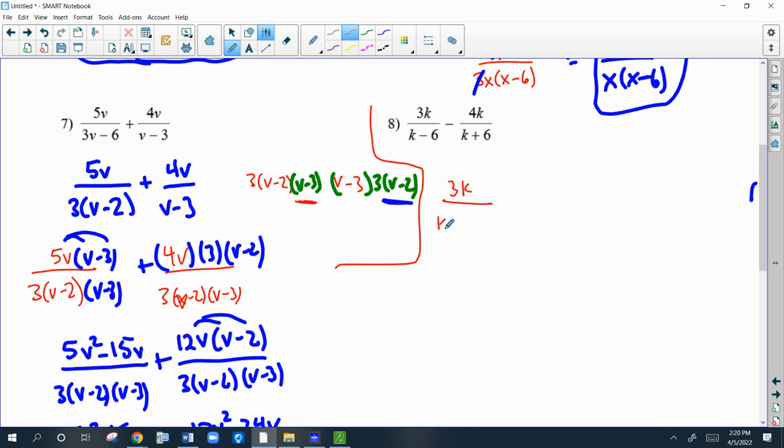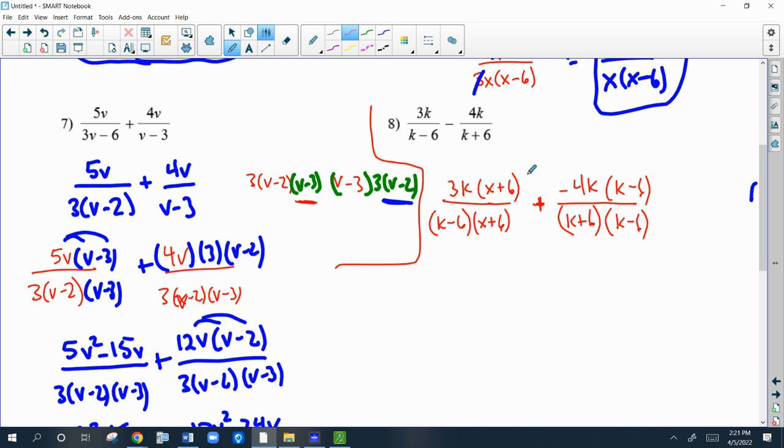So again, this one had a k minus 6. I know it's going to need an additional k plus 6. So it has that common denominator. So I'm going to multiply top and bottom. Plus a negative 4k. So I change it to plus a negative. You can see that this one is going to need the k minus 6 to get a common denominator. So I'm going to multiply by k minus 6 on the bottom and, of course, to the top.